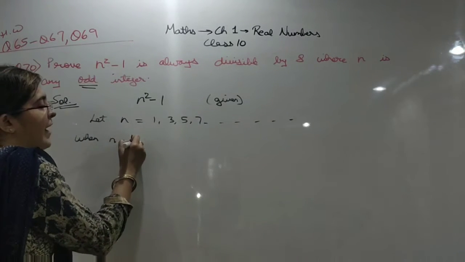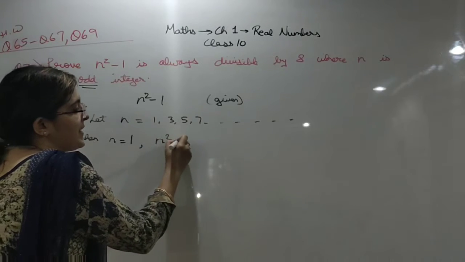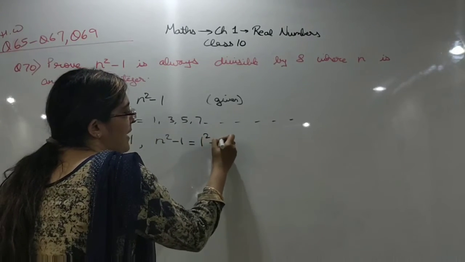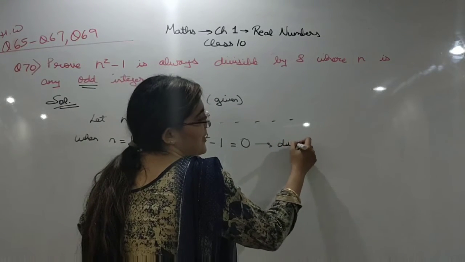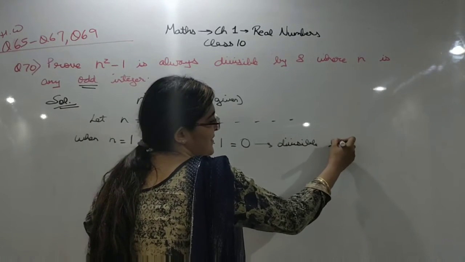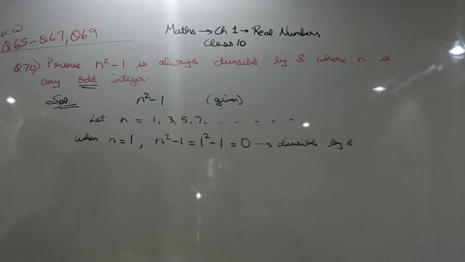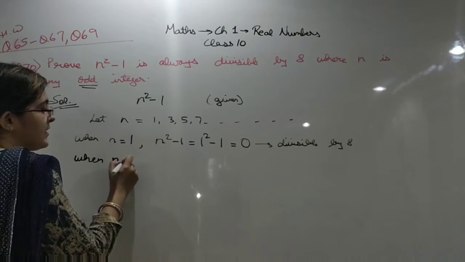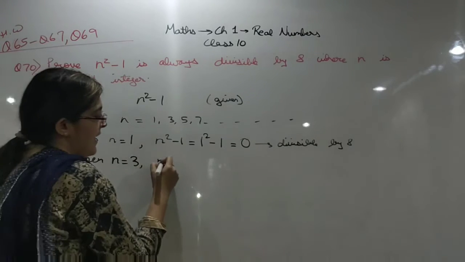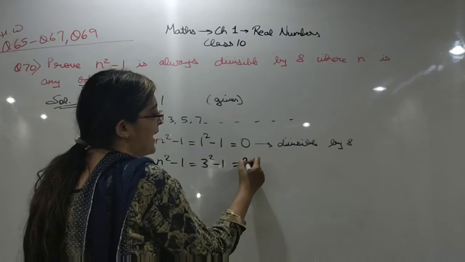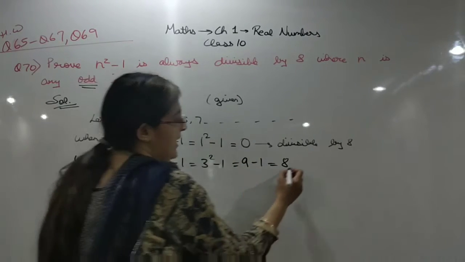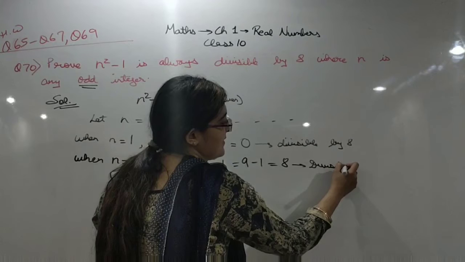So when n is equal to 1, what we will get? N square minus 1 is equal to 1 square minus 1. It is 0. Divisible by 8. 0 is divisible by all the numbers. Clear students, 0 by 8 is 0. Now let's put n equal to 3. N square minus 1 will be equal to 3 square minus 1. That means 9 minus 1, 8. It is also divisible by 8.